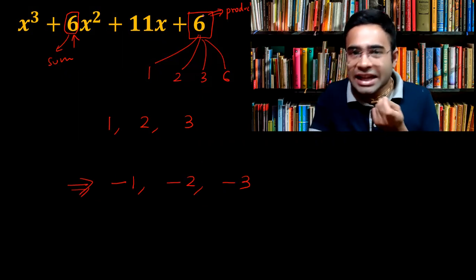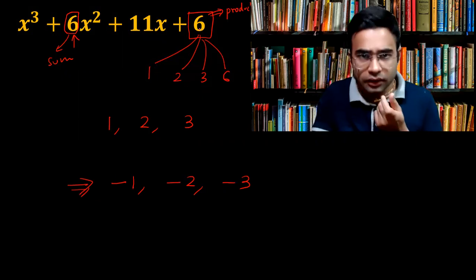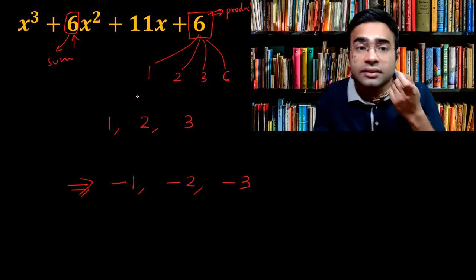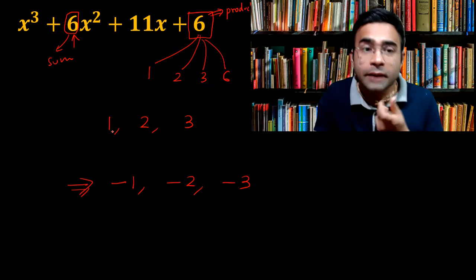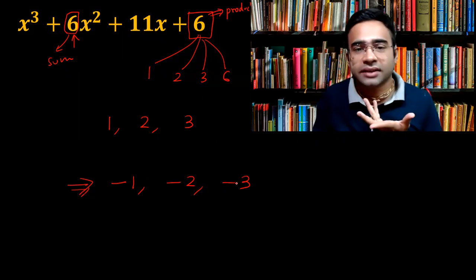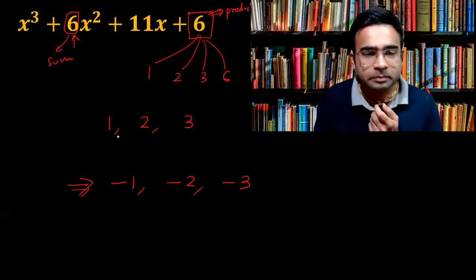Just do one thing. Take the last number, find the factors of it, and take any 3 numbers such that their sum is the coefficient of x squared and their product is the constant term, and then just change the sign. That's it. And one more beauty, kids. You can just check it out.